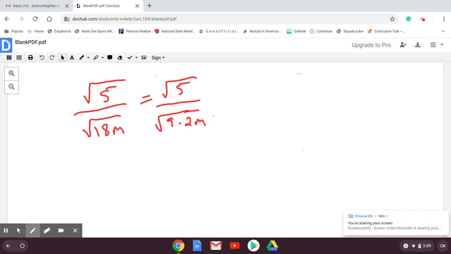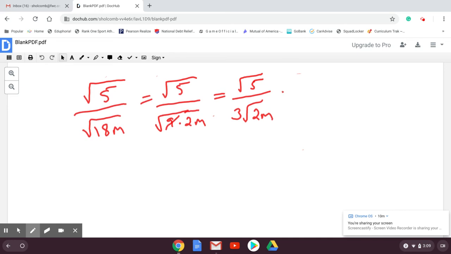Okay, remember why we're finding that 9, that's a factor of 18. It's because the square root of 9 is 3. So I can cross out the 9, and I've got radical 5 over 3 radical 2m. All right, so I've gotten rid of all perfect squares in a radical, but I still have a radical in the denominator, and that's a problem. I'm not allowed to have that radical down in the bottom.